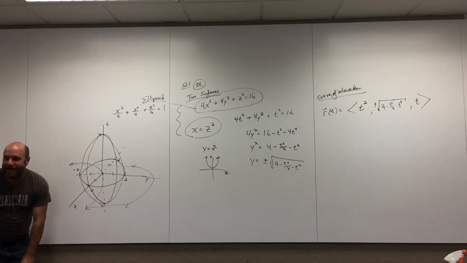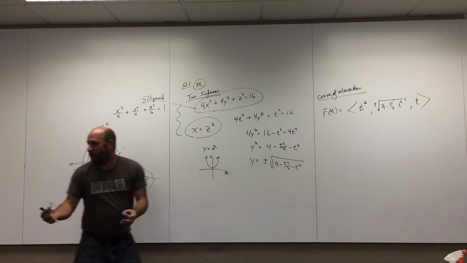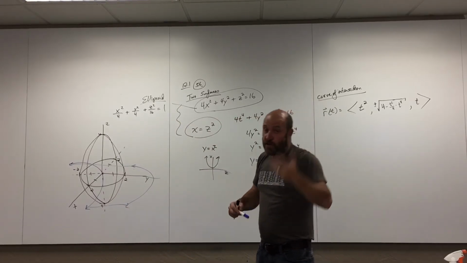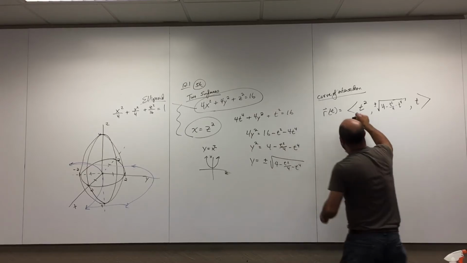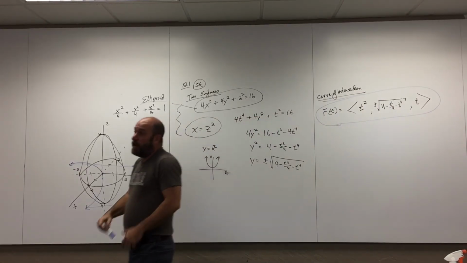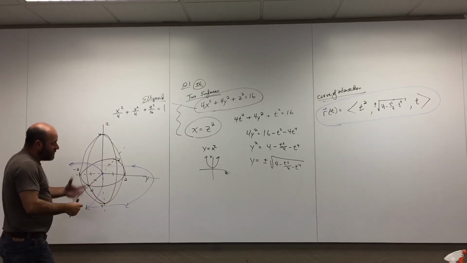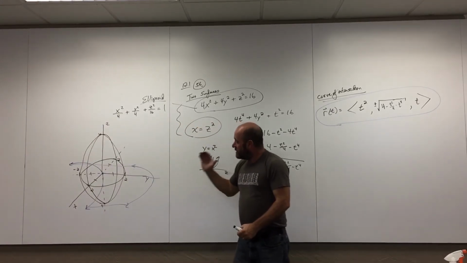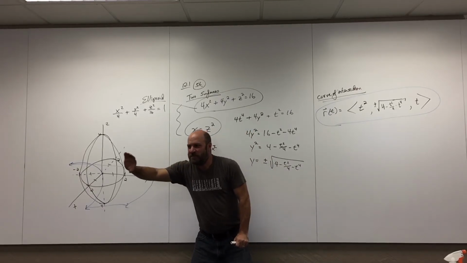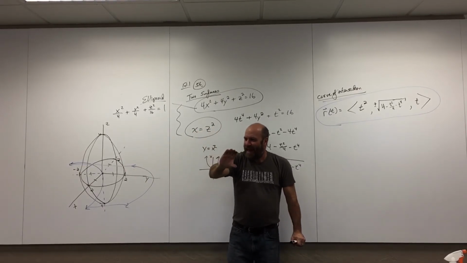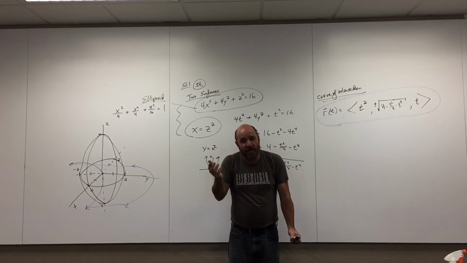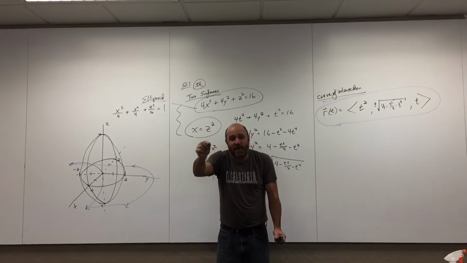What I just drew was the two surfaces. What I'm trying to draw and imagine is the curve of intersection. So now you have to imagine this parabola slicing through this ellipsoid. And I only want the points where they touch each other, where they intersect each other. I want to trace that curve.